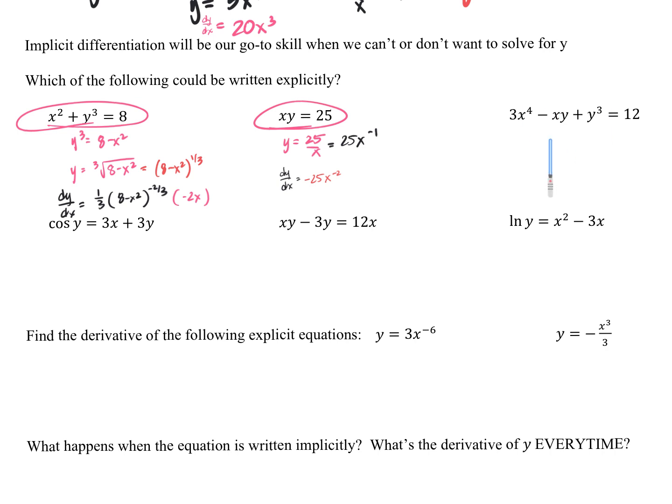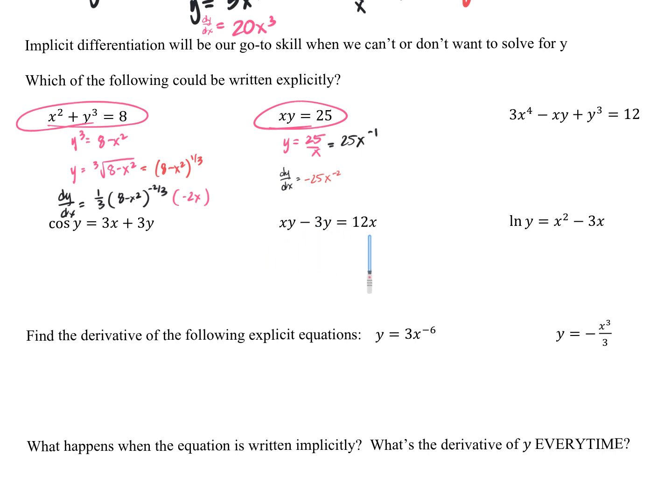What about this guy? Can we get my y by itself pretty easily? I got two y's, right? So this is going to require implicit differentiation, which when you don't know what it is yet, we're going to get there. What about getting this y by itself? Yes. How many y's do I have? Good. Not easy to get it by itself when I got two of them, right? Ugh. So that one's not explicit, my bad.